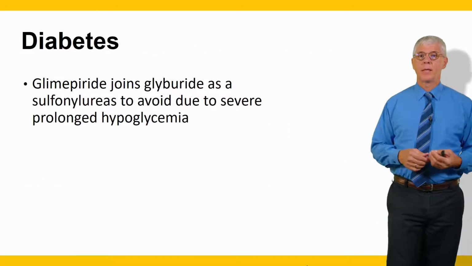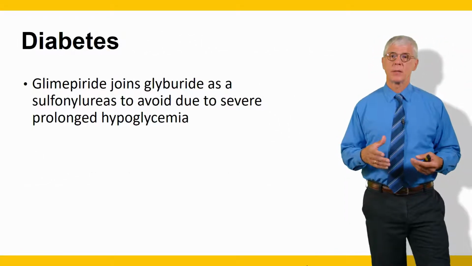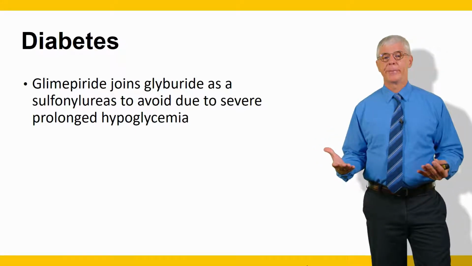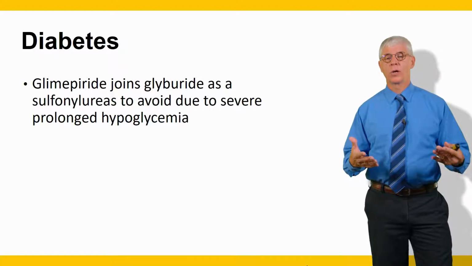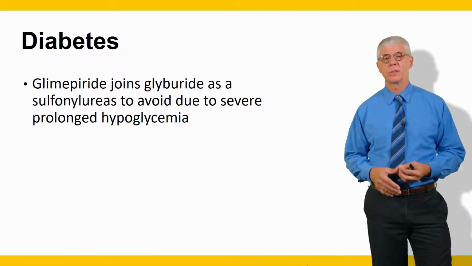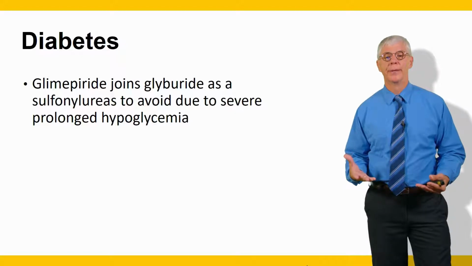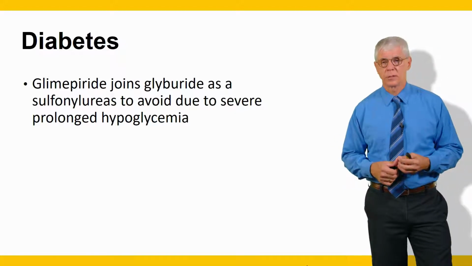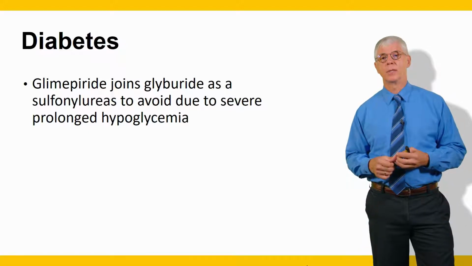Diabetes, we've had glyburide on the Beers criteria as a potentially inappropriate medication of all the oral sulfonylureas. It was the one causing the longest incidence of hypoglycemia or low blood sugar, which is potentially fatal in older adults and certainly causes a lot of morbidity from falls and problems.